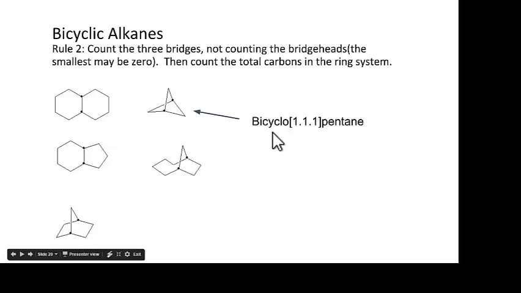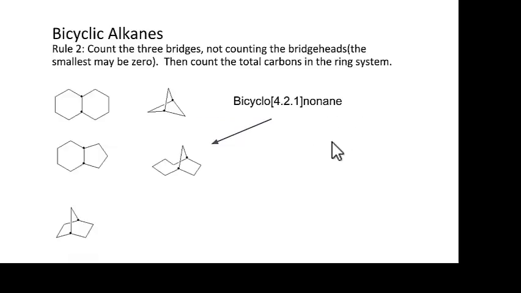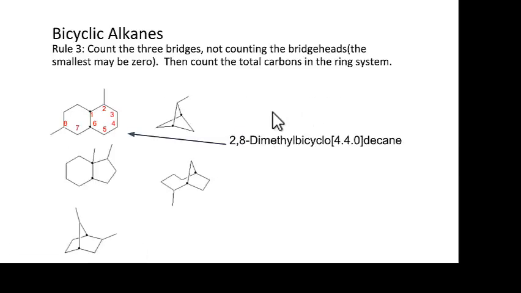Let's move on. This would be bicyclo[1.1.1]pentane, because it's a 1-carbon bridge, a 1-carbon bridge, a 1-carbon bridge. Bicyclo in front, numbers in the bridges, and then the total number of carbons, in this case 5. And this compound would be bicyclo[4.2.1]nonane, total of 9 carbons in this system. And notice that these numbers add up to 7, so it makes sense.